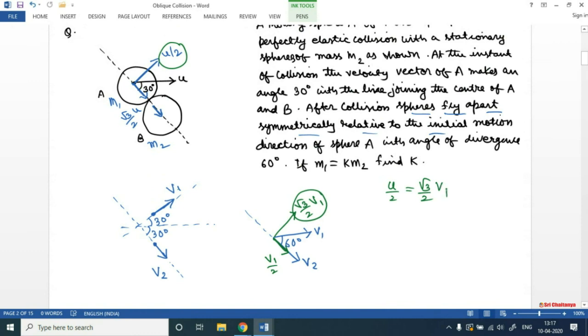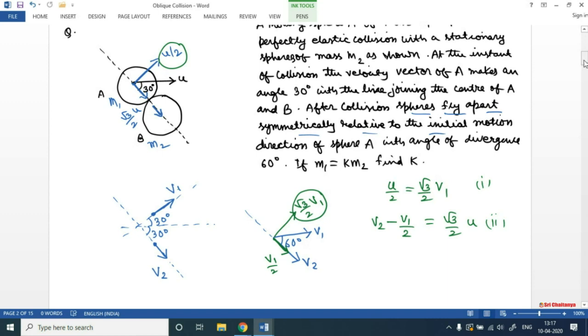Another equation we can have from the coefficient of restitution, because the collision is perfectly elastic. e will be equal to 1, meaning velocity of separation will be equal to velocity of approach. So the velocity of separation is v2 minus v1 by 2, and that will be equal to the velocity of approach, which is root 3 by 2 u. So that is equation number 1, and that is equation number 2.